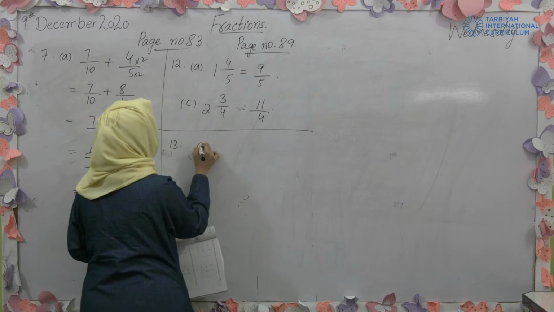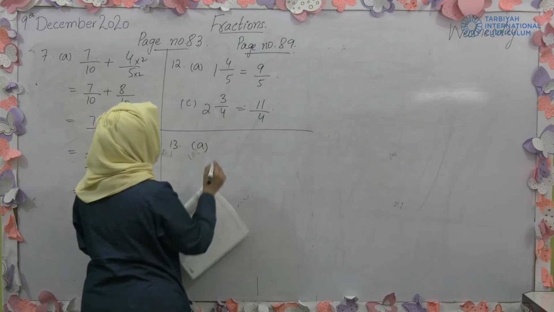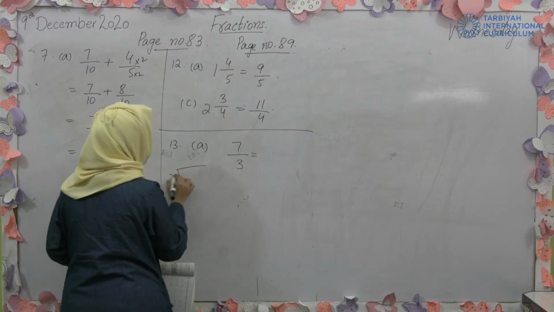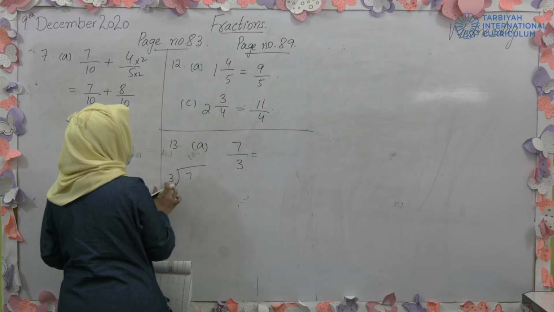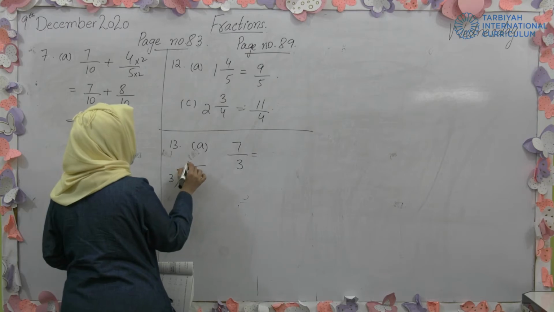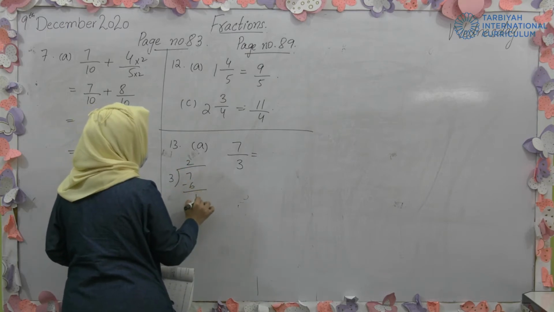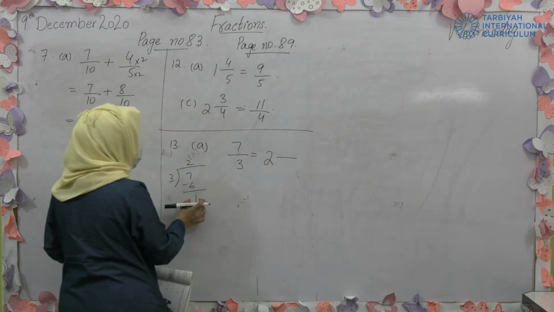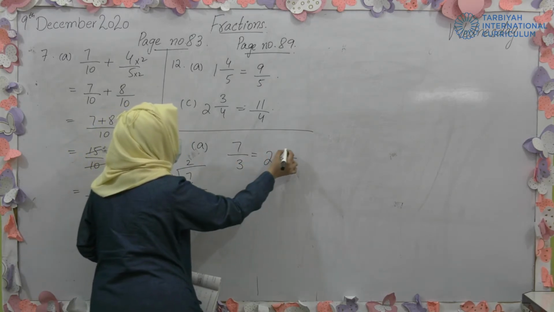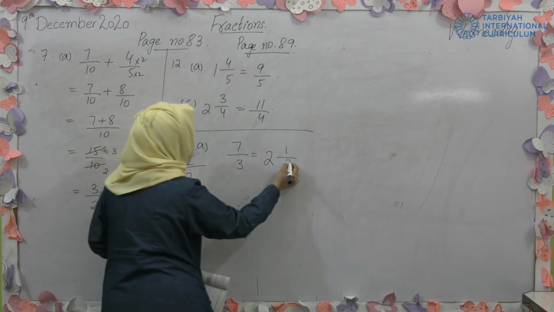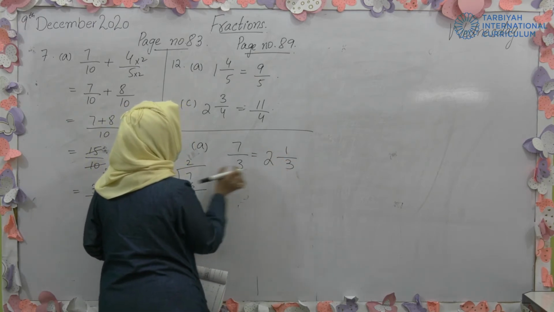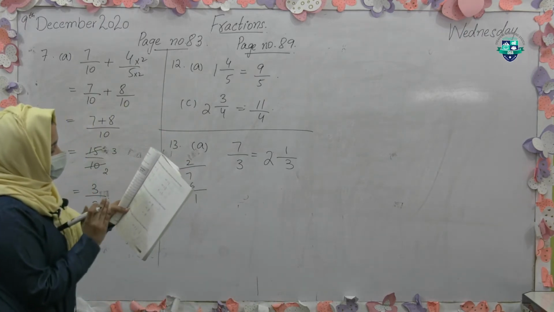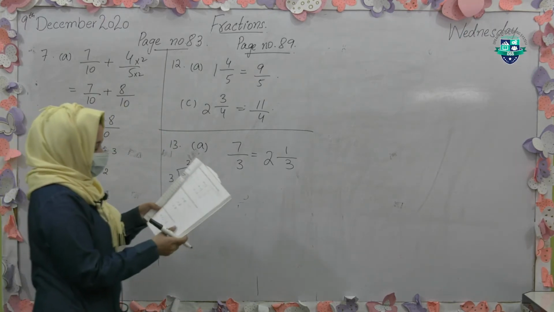Question number 13, part A. 7 by 3. How will you do it? Divide it by this value, 3. 7 divided by 3. 3 2s are 6. 1 remainder. So this will be the whole number, 2 whole. The remainder will be the numerator, 1, and the divisor will be the denominator, 3. 2 whole 1 by 3 is a mixed number. B, C, D, E and F, you will do it by yourself.